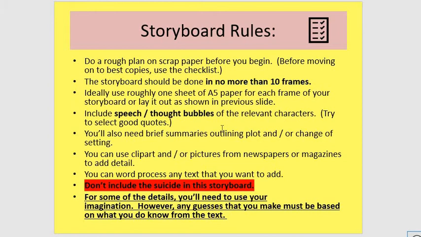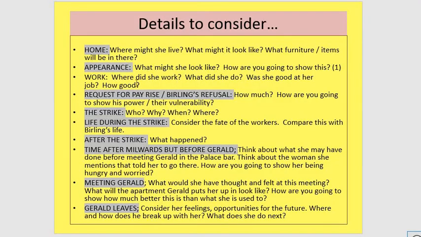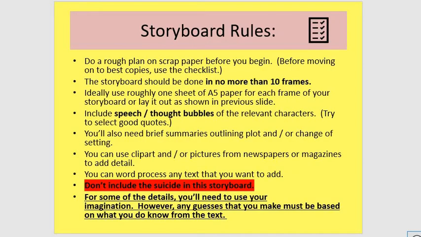Make sure you use speech and thought bubbles and a brief summary outlining the plot or the change of settings. Don't include the suicide, so right up until that point. Use your imagination. Consider all these details here when you're deciding on your 6 to 10 storyboard frames. And ideally do it so each of your storyboard squares is around the size of A5.